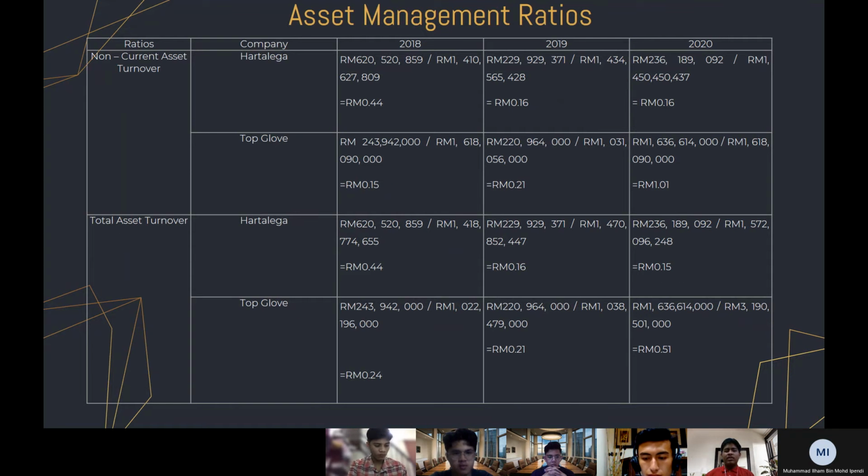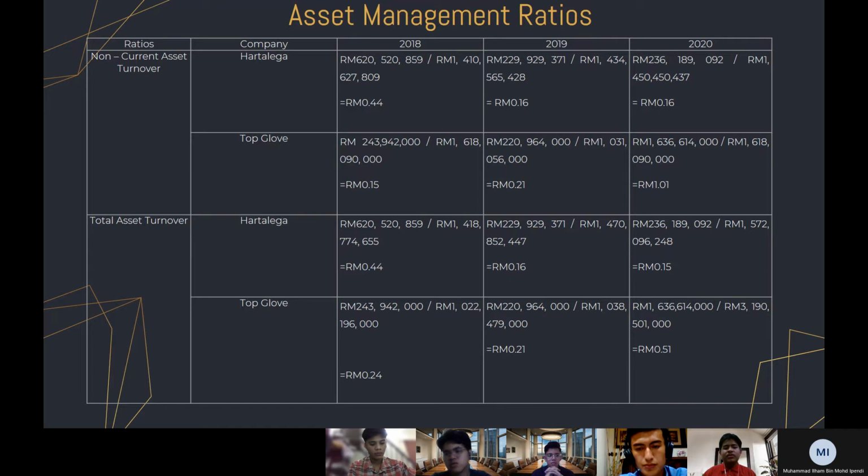For non-current asset turnover, 2018, 2019, and also 2020, we can see that for 2018, Hartalega has a better non-current asset turnover. However, in 2019 and 2020, Top Glove has better non-current asset turnover compared to Hartalega. For total asset turnover, same as non-current asset turnover.